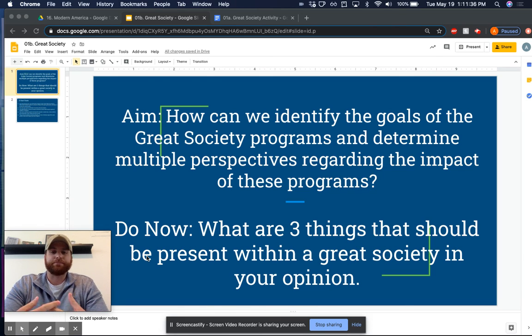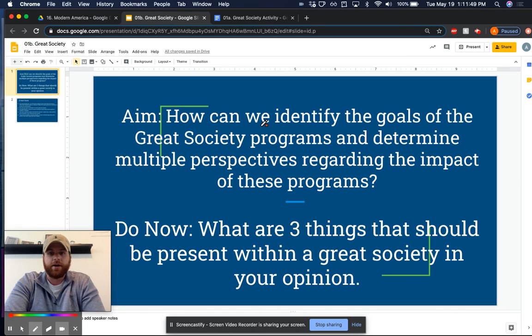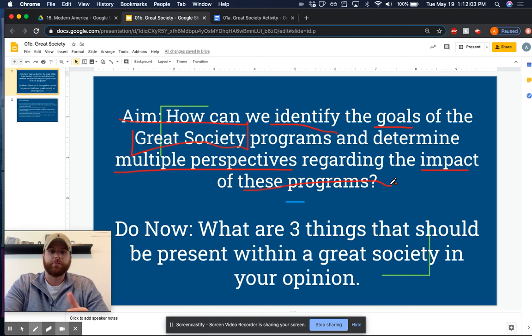And today we're going to look at one of the more influential programs created during the 1960s within the United States. Our aim for today: how can we identify the goals of the Great Society programs and determine multiple perspectives regarding the impact of these programs? What we're doing today is twofold. We're going to identify what the goals of the Great Society programs were, and then look at a couple of different perspectives surrounding these government programs. A lot of times when we've studied government programs this year, we have looked at both perspectives surrounding them. We will continue with that today, looking at the Great Society.